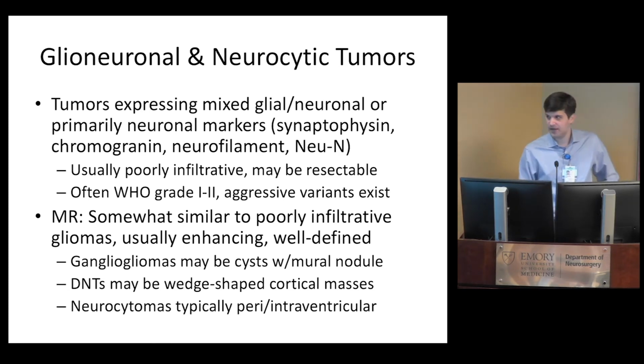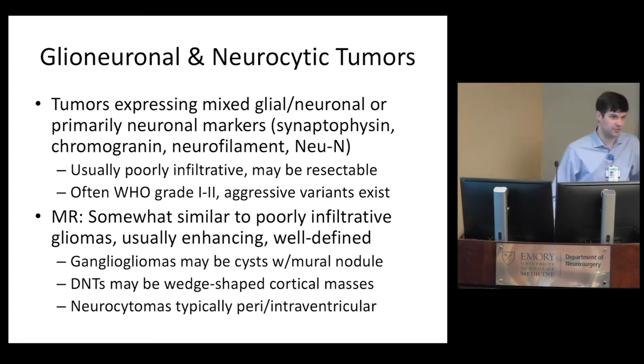All right, glioneuronal and neurocytic tumors. So what are these guys? So they have some glial differentiation, so they have some GFAP, S100, OLIG2 maybe, but then they'll also have tumor cells that express neuronal markers, markers along the lines of synaptophysin, chromogranin, neurofilament, and NeuN being a mature neuronal marker.